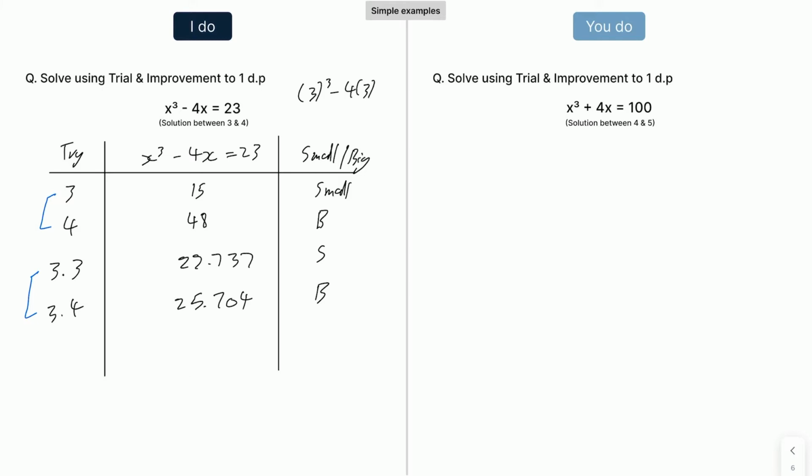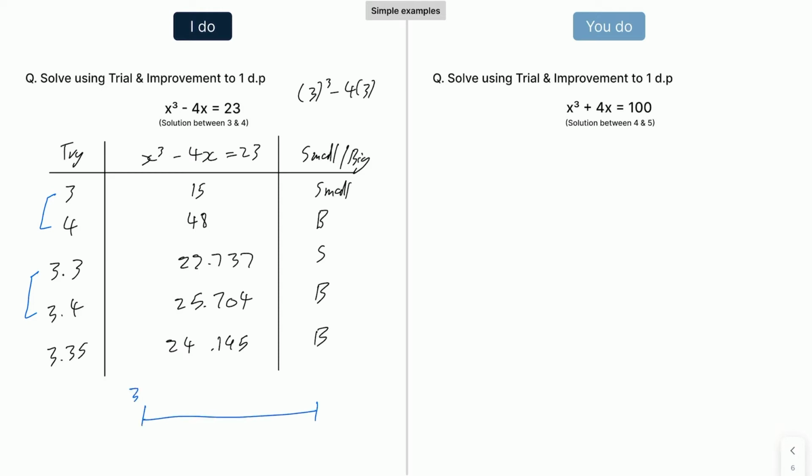And we're now going to go halfway between this range. So halfway between these two numbers is 3.35. And that gives me 24.195, which is big.